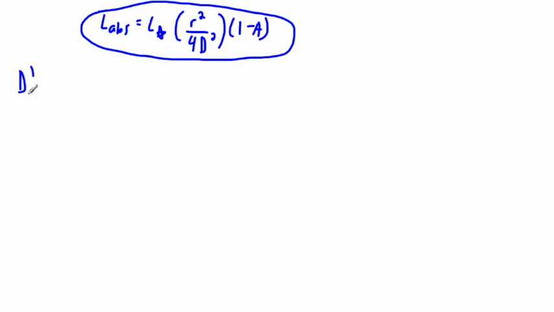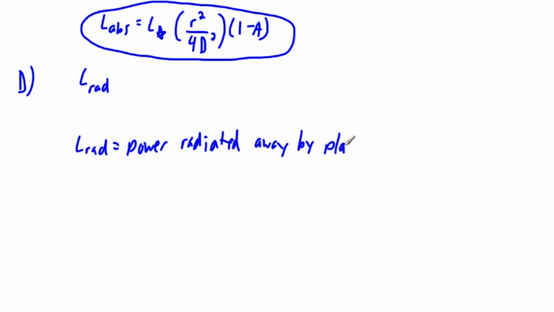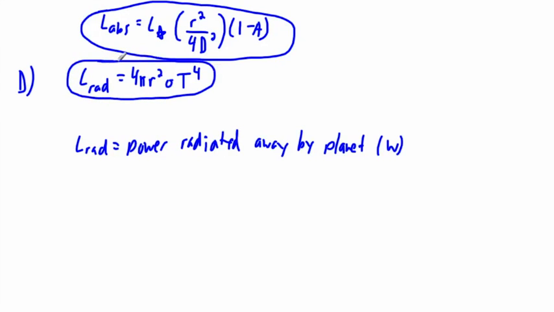But we have step D, where we need to know the radiated power. What does the planet actually radiate outwards? That's important too. So we have L rad, the power radiated away by the planet, measured in watts. Here we're going to use Stefan-Boltzmann, which is accurate and relevant to use. So L rad is 4 pi r squared times sigma times T to the power of 4. That's the equation governing radiated light.